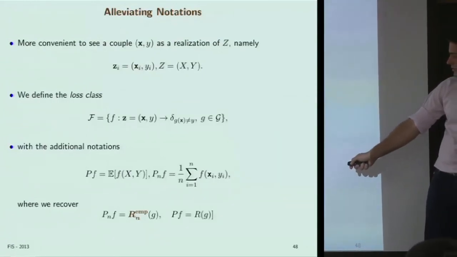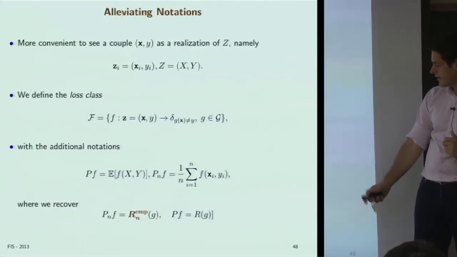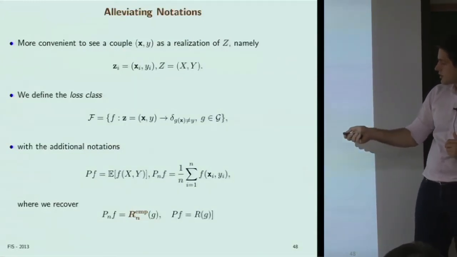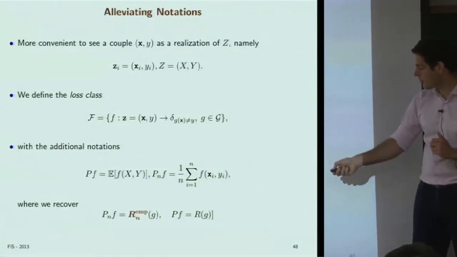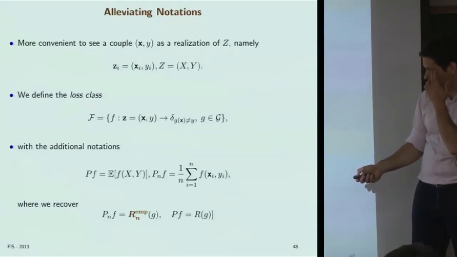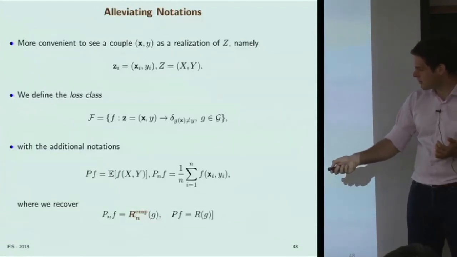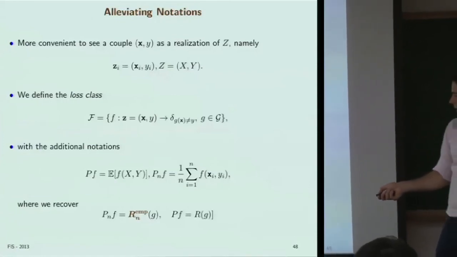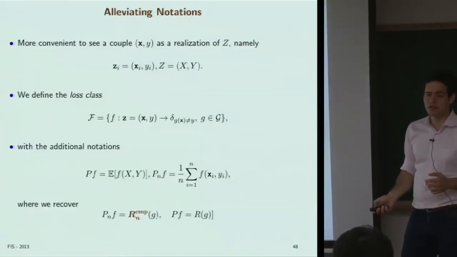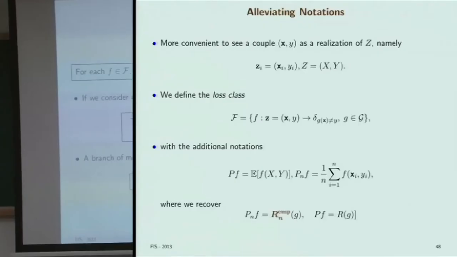The operator being just simply I'm computing the value of f at n points (xi, yi). Okay? And you can very easily see that this corresponds to the loss of the function g. And P of f, instead of being an empirical operator, it's a real operator. It's a true probability. So it's just the expectation of f of Z. So maybe you're familiar with those notations, but I just want to write them again. So you can easily see that Pf is the true risk of g. Okay? Pf true risk, Pn of f empirical risk.